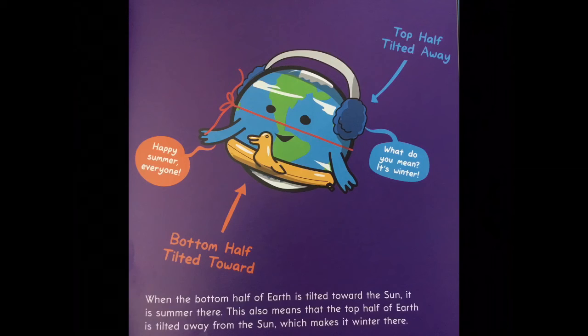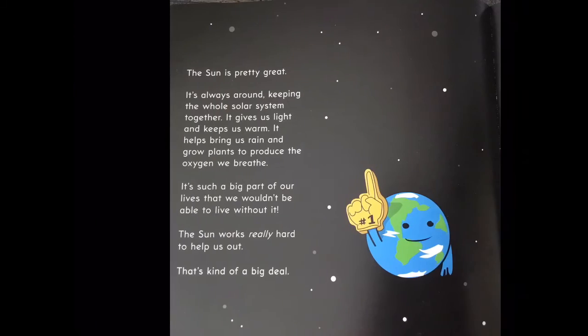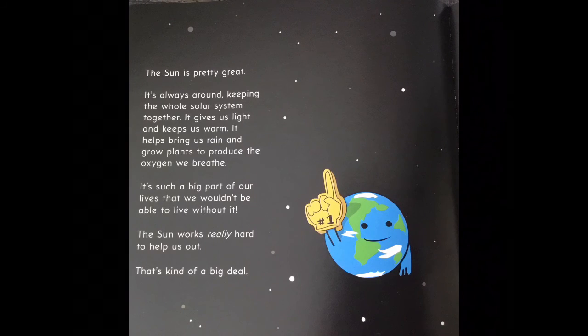When the bottom half of the Earth is tilted toward the sun, it is summer there. It also means that the top half of the Earth is tilted away from the sun, which makes it winter there. The sun is pretty great. It's always around, keeping the whole solar system together. It gives us light and keeps us warm. It helps us bring rain and grow plants to produce the oxygen we breathe. It is such a big part of our lives that we wouldn't be able to live without it.